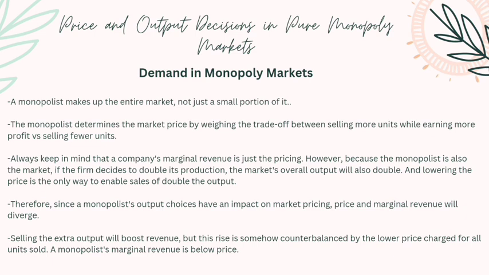However, because the monopolist is also the market, if the firm decides to double its production, the market's overall output will also double. And lowering the price is the only way to enable sales of double the output. Therefore, since the monopolist's output choices have an impact on market pricing, price and marginal revenue will diverge. Selling the extra output will boost revenue, but this rise is counterbalanced by the lower price charged for all units sold, and the monopolist's marginal revenue is below price.